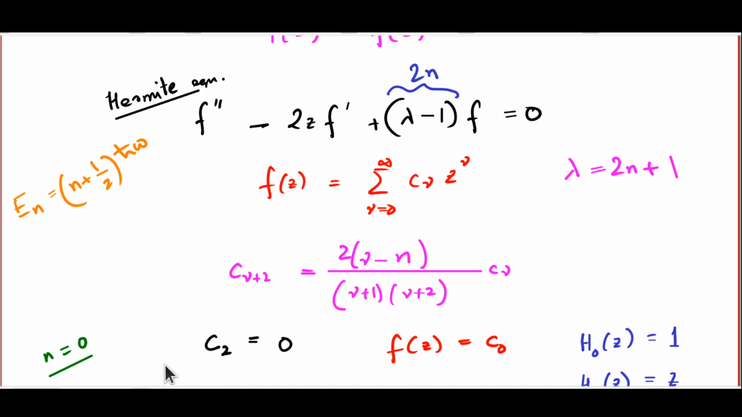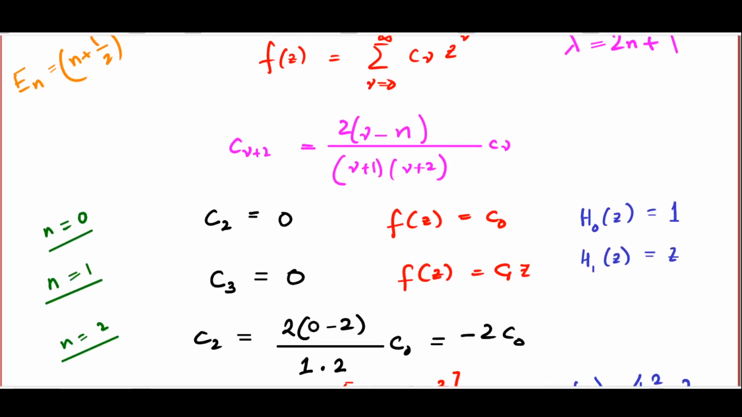But right now, for n equal to 0, we see that our polynomial solution has to be just a constant, and specifically for the Hermite polynomial of order 0, we choose this constant to be 1. So H0(z) is just 1.